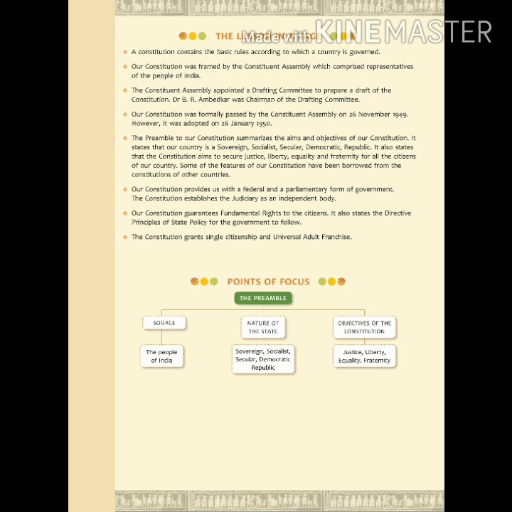Next is points of focus. It's given in a diagram form. The preamble has three basic features. One is the source. What is the source? The people of India. Then the nature of state. It is a sovereign, socialist, secular, democratic republic. And the objectives of the Constitution are that it provides justice, liberty, equality and fraternity. So children, that was the recap of what we've studied in the chapter.